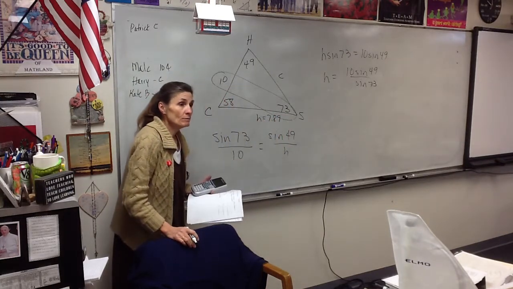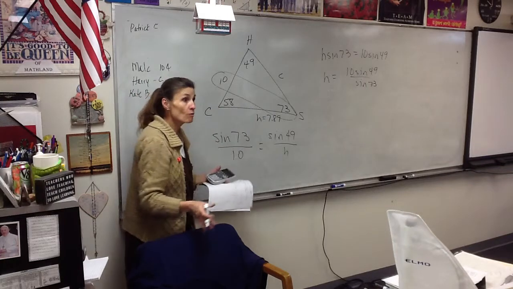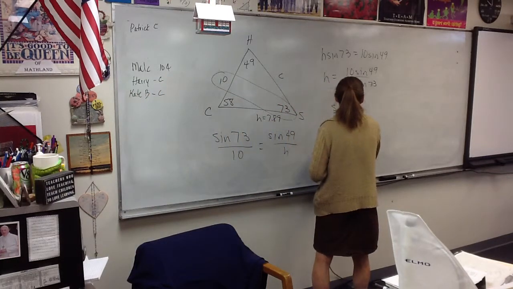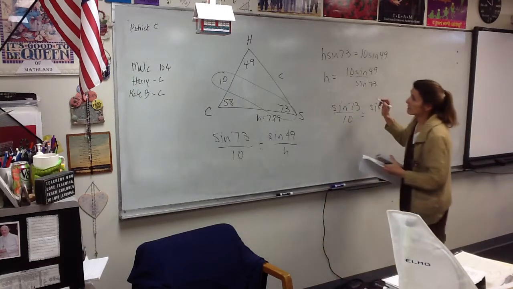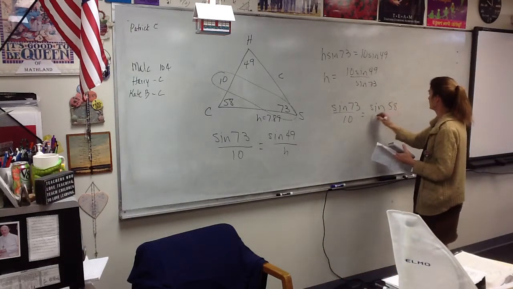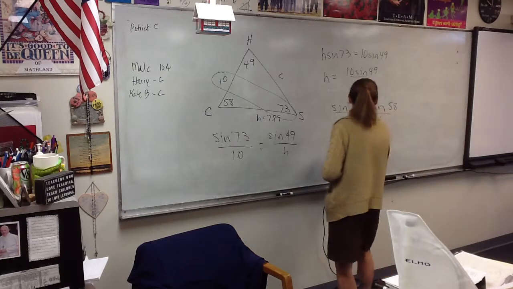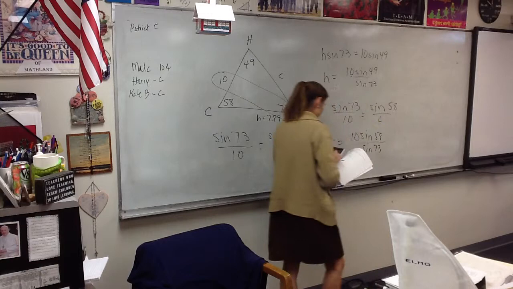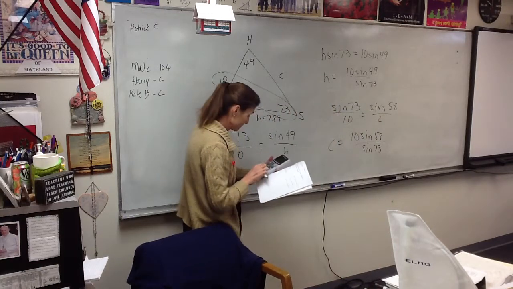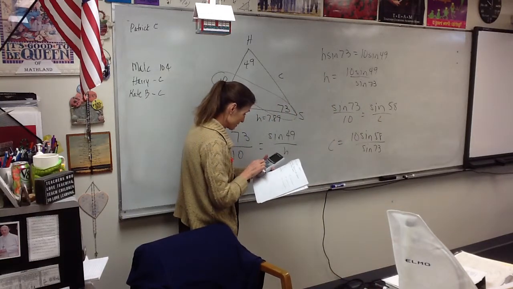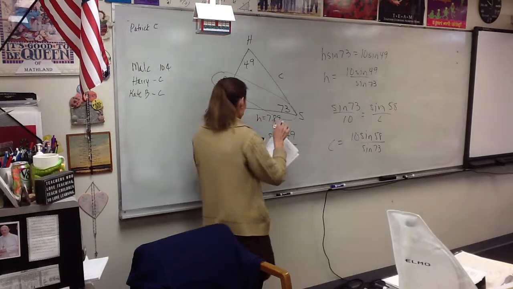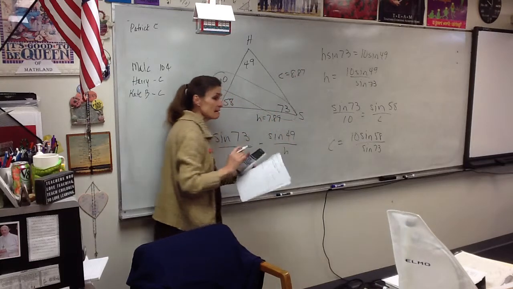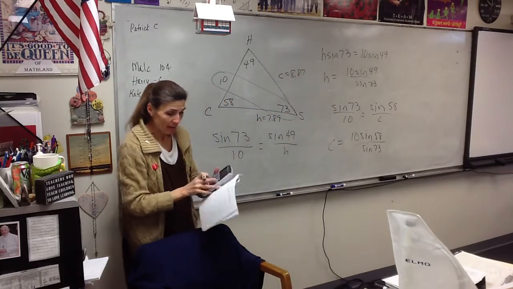And then what do we do? Same thing. Start over. Sine 73 over 10 equals sine, what do I need, 58 over C? Yes. And cross multiply and divide again. And that one works out to be 8.87. Does anybody have a question about that one?